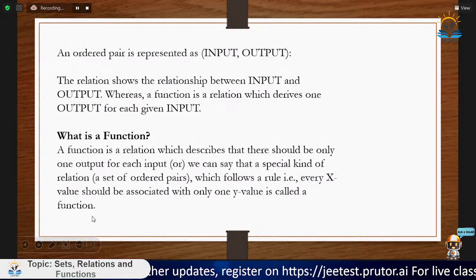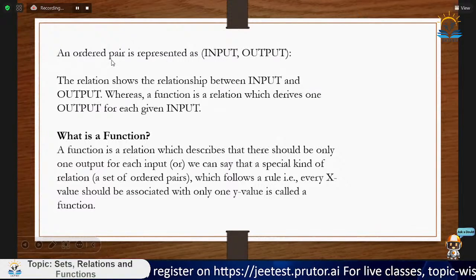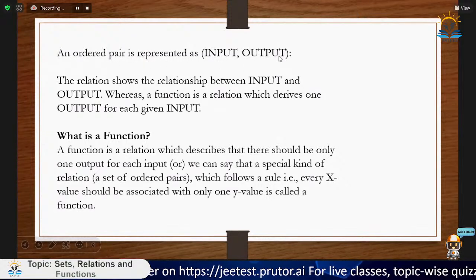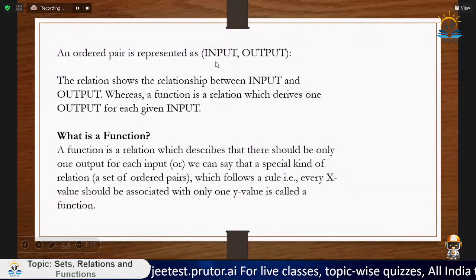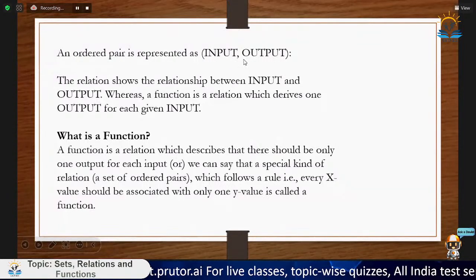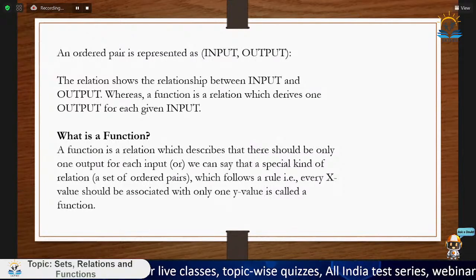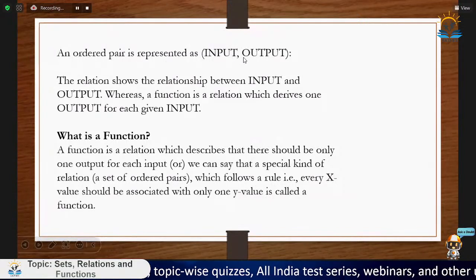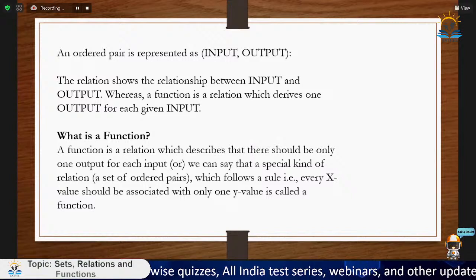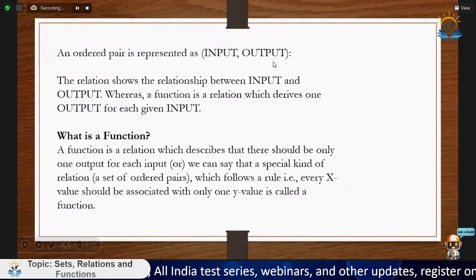So, basically, what a relation is, relation होता क्या है actually में? A relation is an ordered pair which is represented as input comma output. So इसका मतलब क्या है? What we mean here is, let's say there is some function, and for a function, x is our domain and y is our range. Basically, what is domain, what is range? If you don't know, it will come ahead. So basically, input represents x and output represents y here.